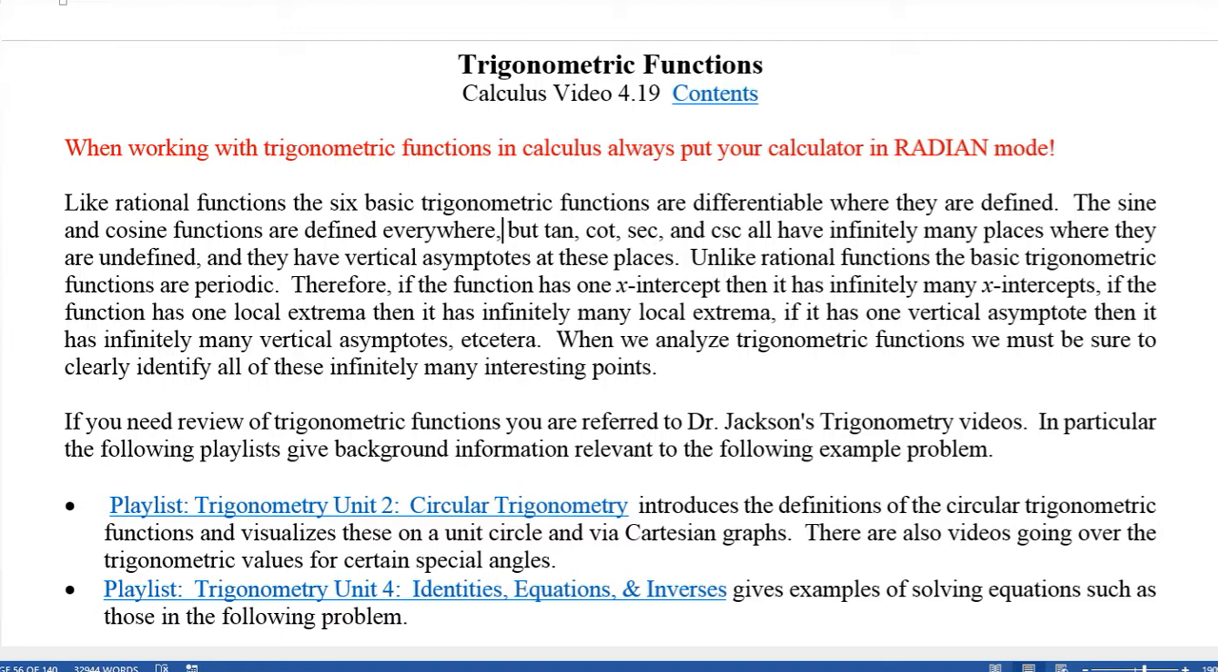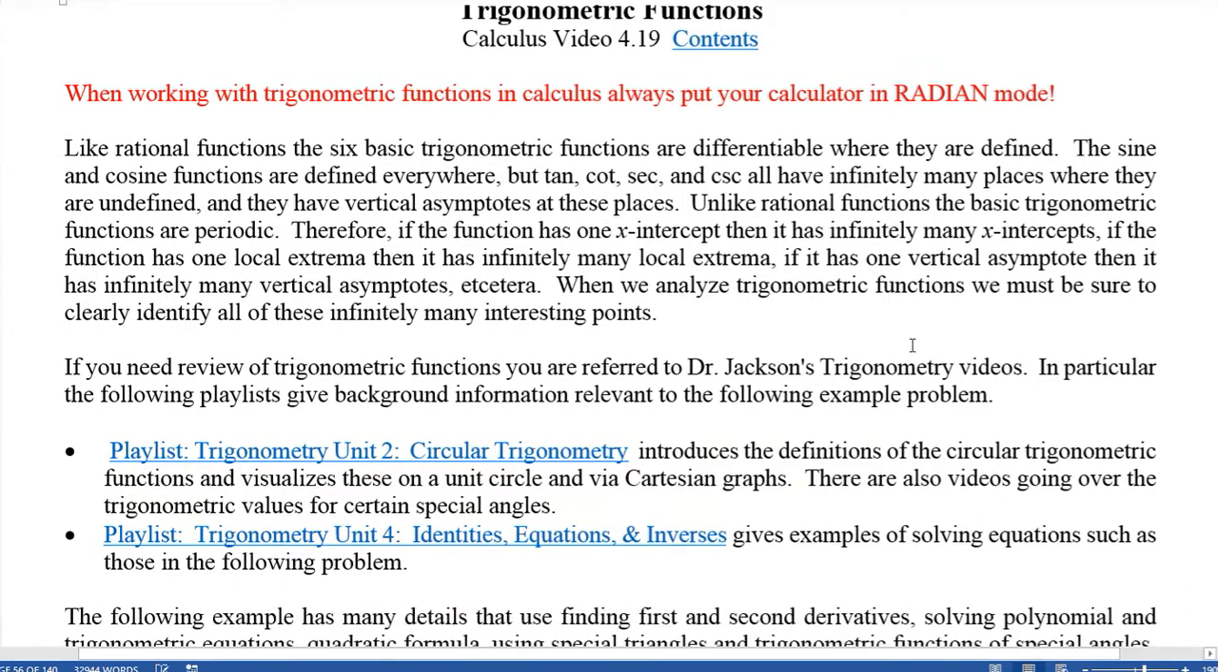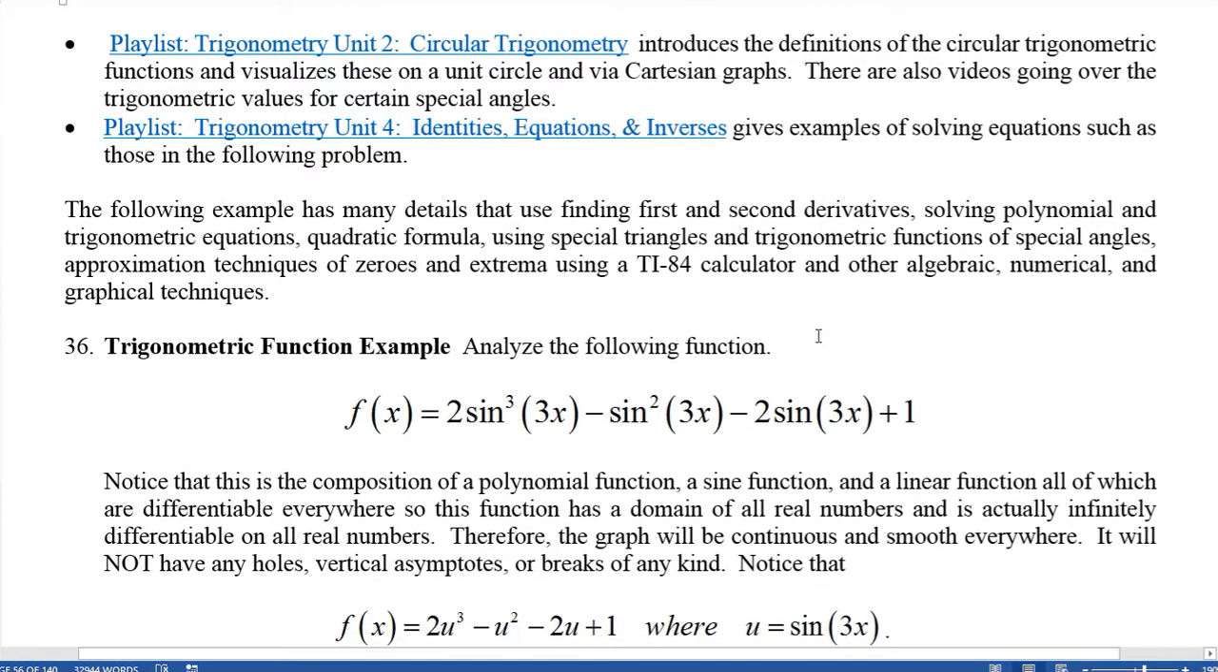Now, we're going to be using a lot of skills from precalculus in this video, and calculus as well. Certainly some algebra skills, actually several algebra skills, and we're also going to be using a lot of trigonometric skills. So if you need to review the graphs of the basic trig functions and some of their basic characteristics, then I refer you to some of my other playlists. For example, I have a playlist called Trigonometry Unit 2, Circular Trigonometry, which introduces the definitions of the circular trigonometric functions and visualizes these both on a unit circle and Cartesian graphs.